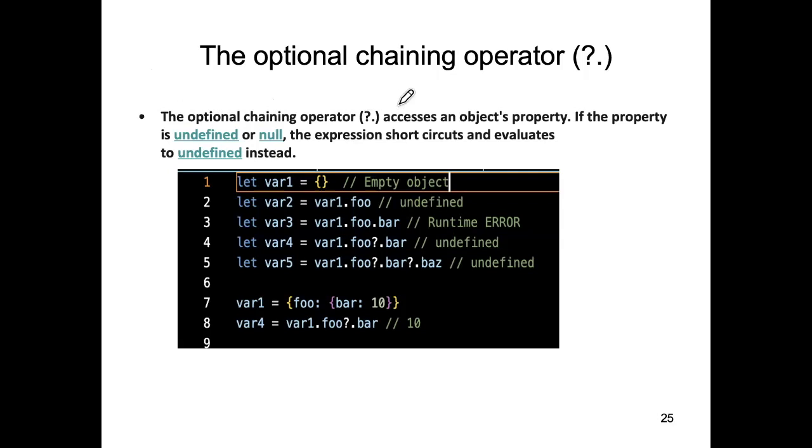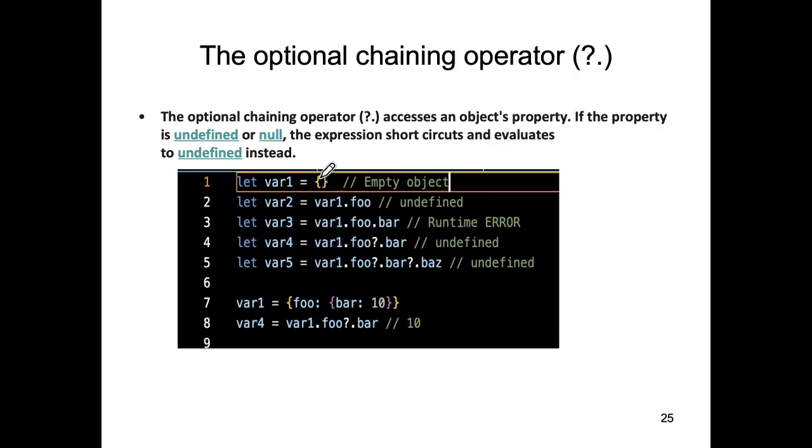So it's like a normal dot operator, but it accesses an object's properties. And we're told if the property is undefined, which means it doesn't exist, or if it's null, then this operator short circuits the rest of the expression and returns undefined. Essentially, it's a way of avoiding your program crashing. So I've tried to just give you an example of it here.